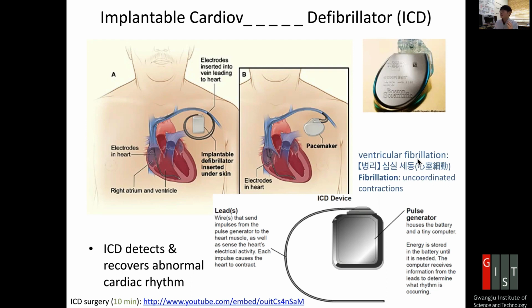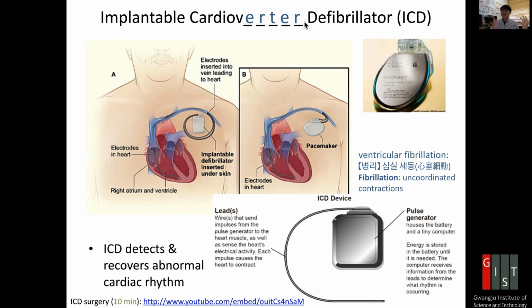And for that, biomedical engineers devised this implantable device, which will defibrillate this. Meaning, you know, recover from this fibrillation condition by resetting the heart, which we call cardioversion. So this device is named the implantable cardioverter defibrillator.